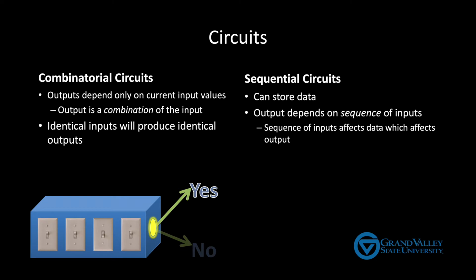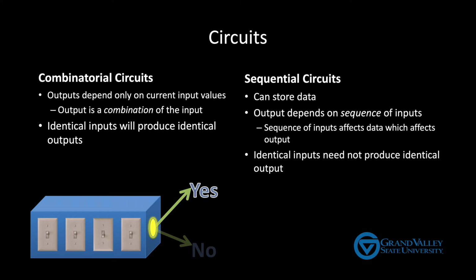For example, we could build a circuit that takes as input a sequence of letters and counts the number of vowels. And so each time we give it the letter E as input, we would get a different output. 1 the first time, 2 the second time, 3 the third time, and so on. Every time the circuit sees an E as input, it updates its data, which in turn affects the output. And of course, what this means is that identical inputs need not produce identical output. We can put E into the circuit many times and get a different output each time we do that.